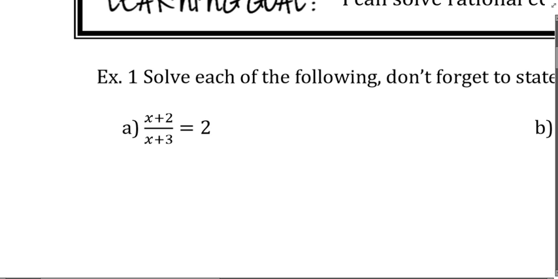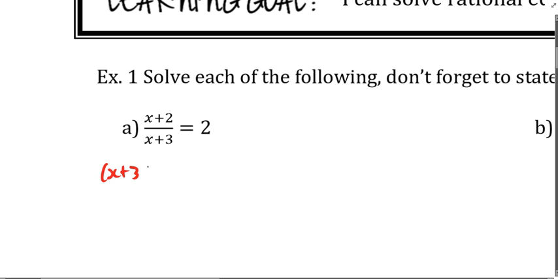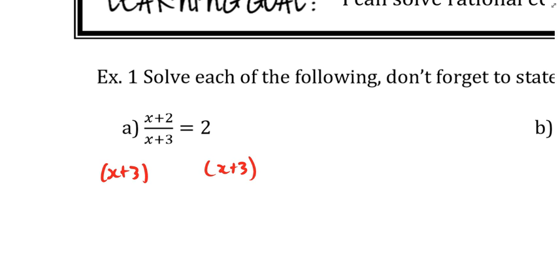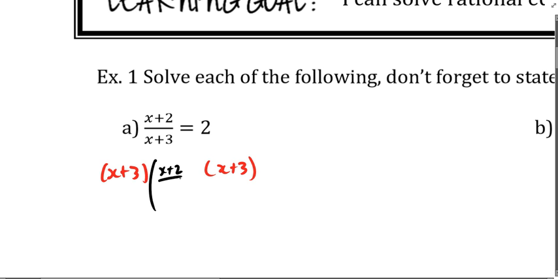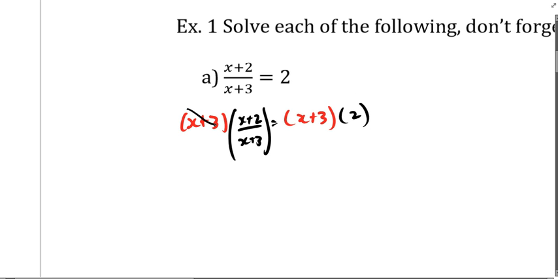So effectively what I'm going to do is multiply both sides of the equation. With rational expressions, you multiply the top and the bottom, right? Because it's just like fraction math. But in this case, it's an equation, so I'm going to multiply both sides of the equation by x plus 3, the denominator. So x plus 2 over x plus 3 equals x plus 3 times 2. Okay, and on this side, they divide to 1.